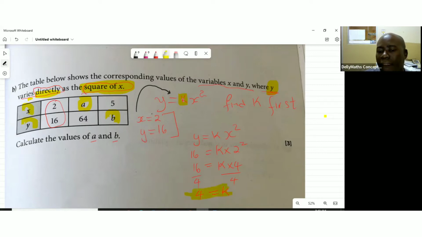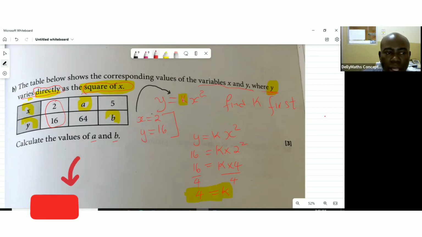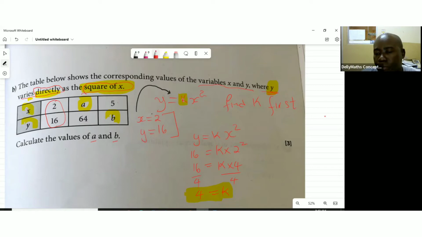So now that I have a value for k, which is constant, while the other variables are changing, for example, the x variable was 2 at some point, it became 5 at some point. The y variable is 16, it becomes 64 at some point. So they are changing. The good thing about the constant is it's not changing. So then we could find a value for a.